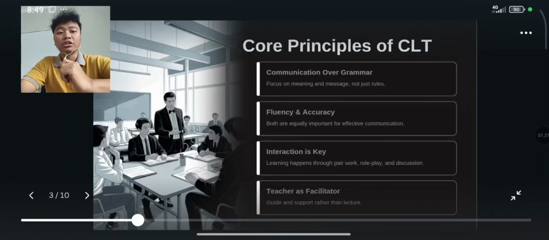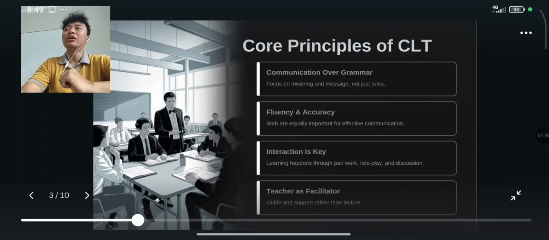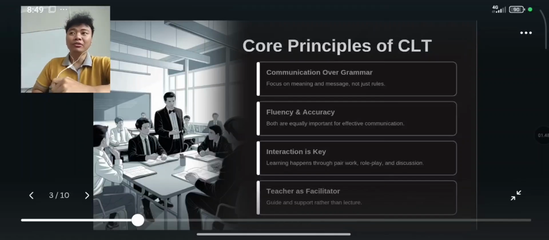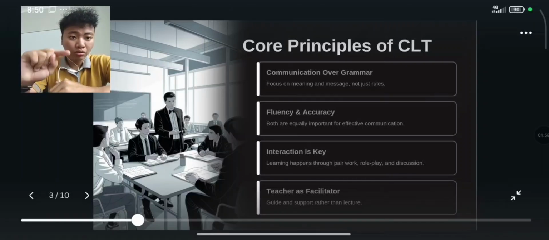First is communication over grammar. Of course, grammar is important, but we have to pay more attention to how they communicate. And then fluency and accuracy. Besides the grammar, we just focus on fluency and accuracy right here. And that interaction is key. Learning happens through pair work, role play, and discussion.